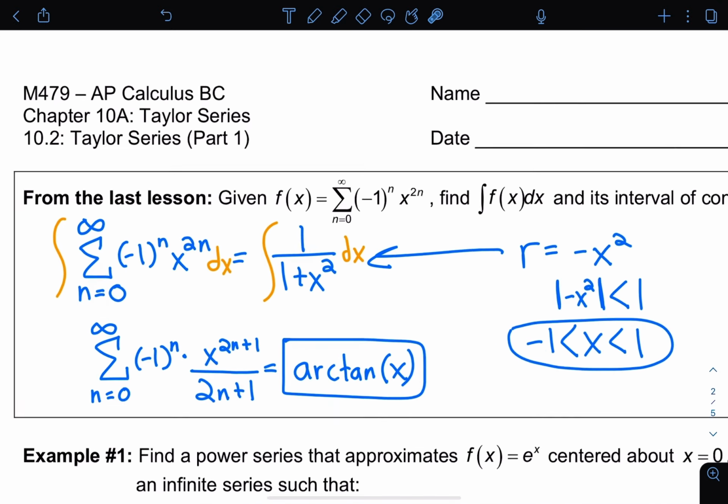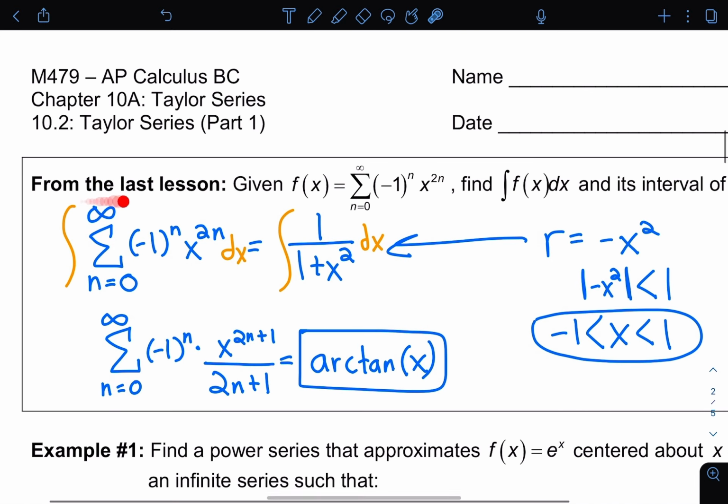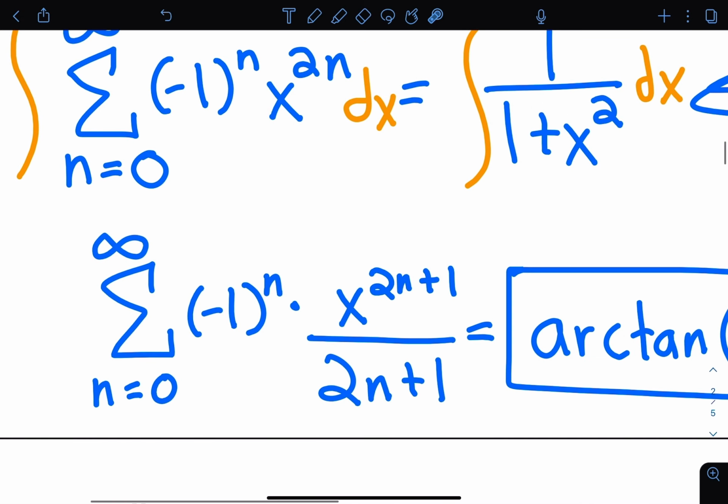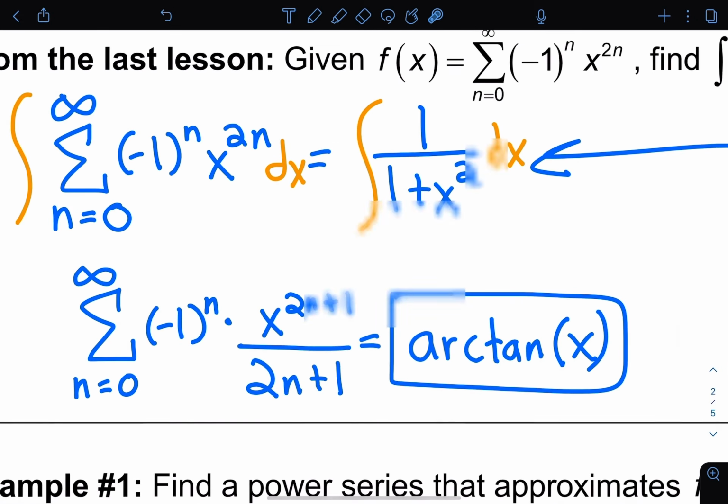So this opener part is just recapping what we did in that last example. Again, arctangent of x can be rewritten as this infinite power series. And remember, a power series is just a geometric series, and we're multiplying powers of x to get the next terms. So arctangent of x is one of these functions that can be represented with a power series. Well, it turns out there are a lot more functions that can be represented with an infinite power series.